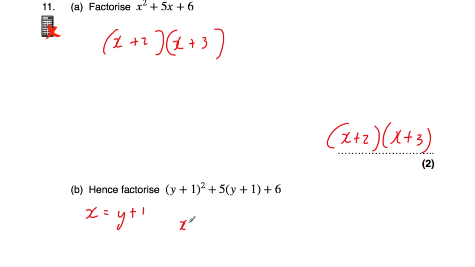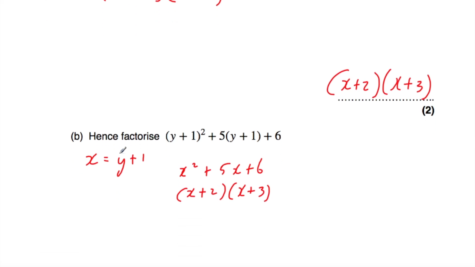So if we had x squared plus 5x plus 6, we could factorise that, and we've done that already in part A, to get (x plus 2)(x plus 3). And then we just need to replace the x with y plus 1, because remember that x is equal to y plus 1. So in our first bracket, instead of x plus 2, we've got y plus 1 plus 2. And in our second bracket, instead of x plus 3, we're going to have y plus 1 and then plus 3.